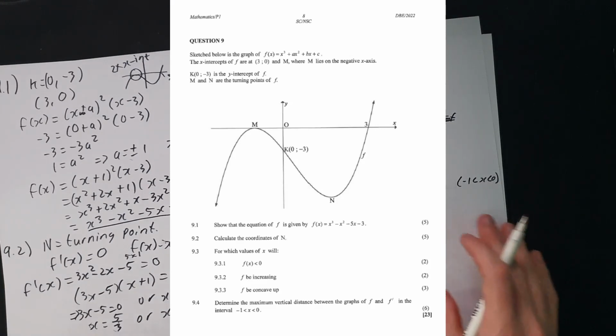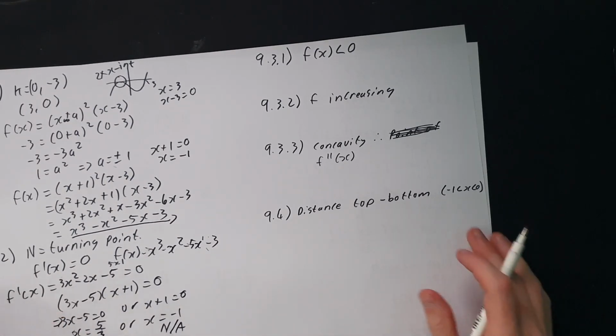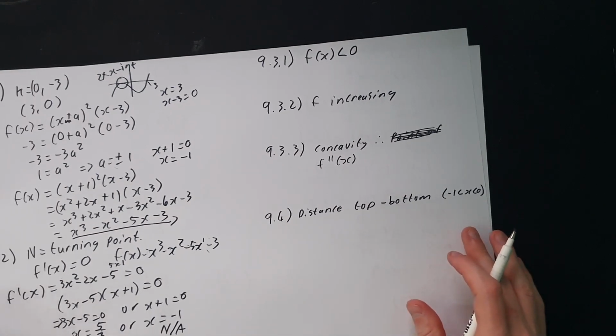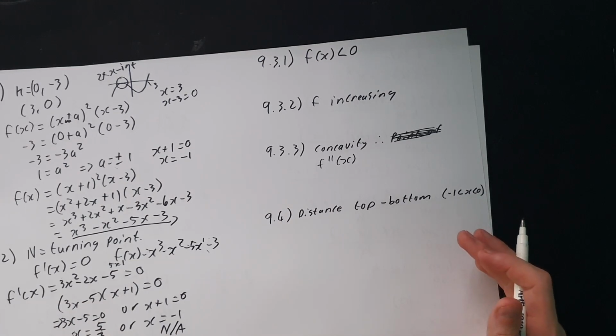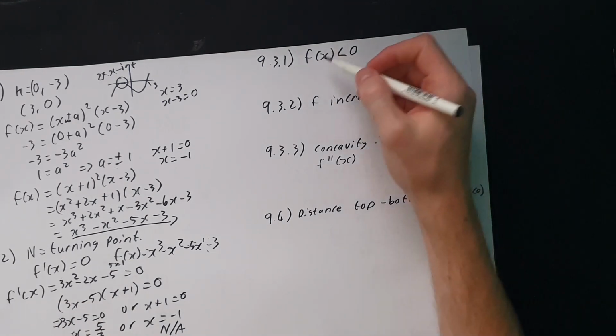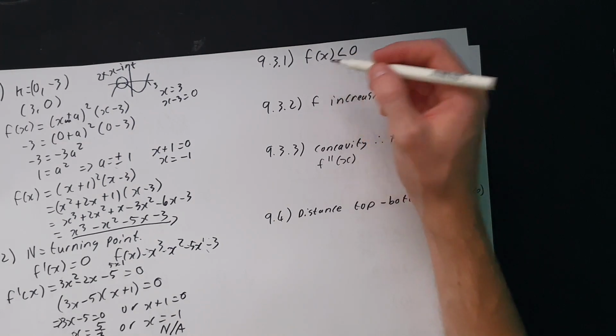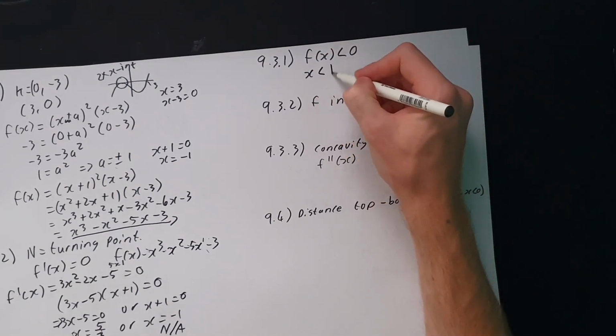Okay, now 9.3.1 says for which of the values of x will f of x be less than 0. So what are they asking there? They're asking where is the function below the x-axis. Okay, so if you look at that whole thing, it's always below the x-axis up until x is 3. Okay, so for 9.3.1, the answer is over there, is where x is less than 1.